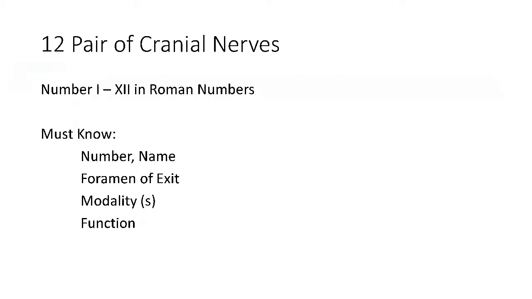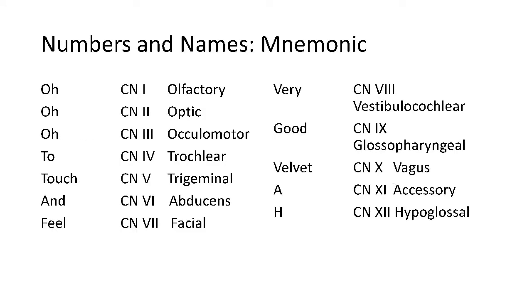And for each nerve, you have to know the number, the name, the foramen of exit, the modality or modalities, and the function. Now, I'm going to go through, and each of these slides is going to have that information that you need. And I recommend making 3x5 cards based on these slides. So the first thing we need to do is know the numbers and the names.